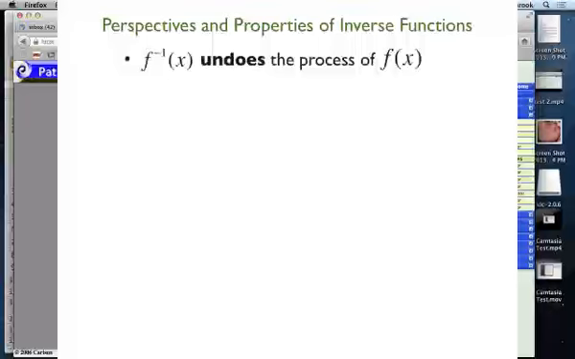Another way to think of inverse is that F inverse undoes the process of F. So they're similar but slightly different, this reverse versus undoes. So how would we symbolize undoes?